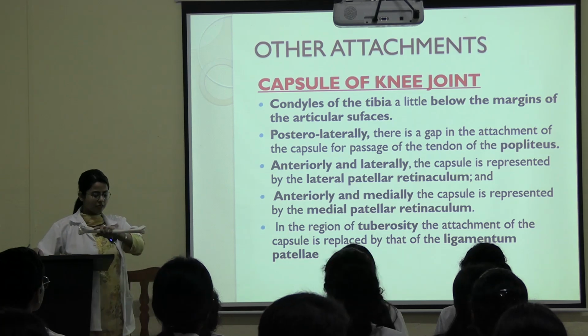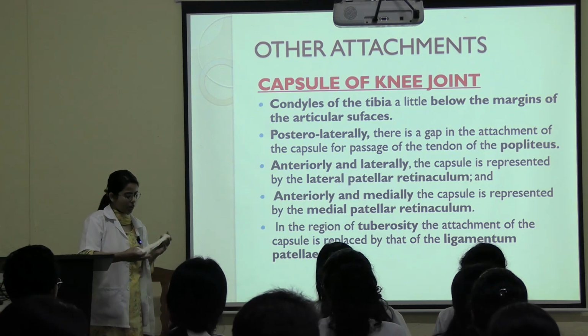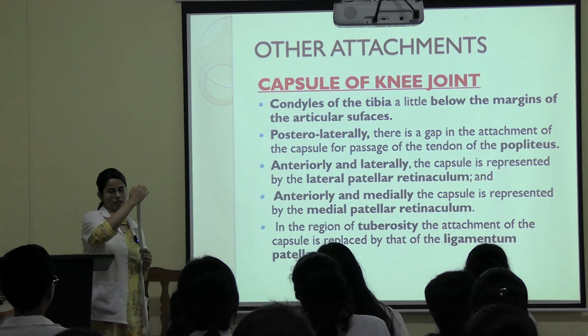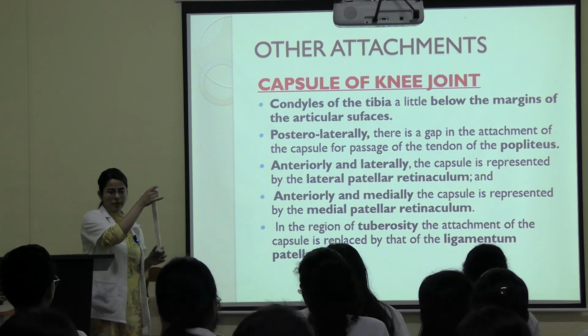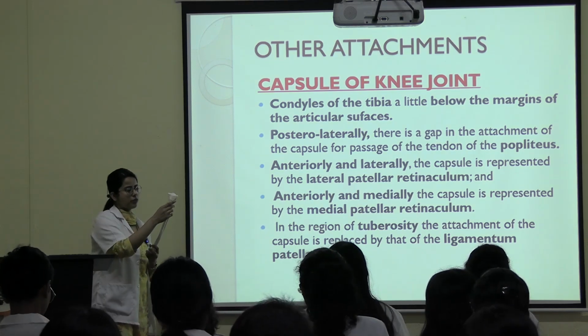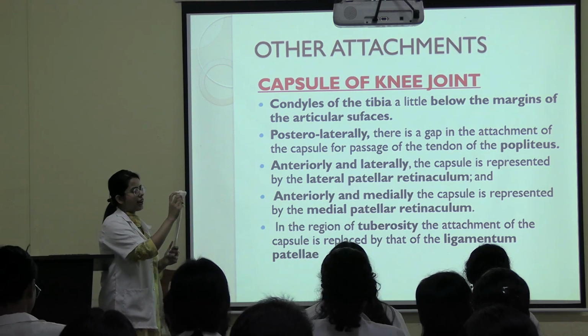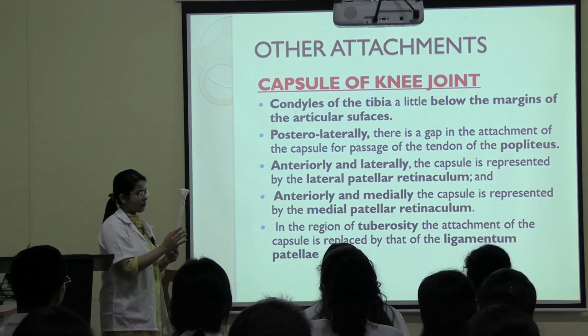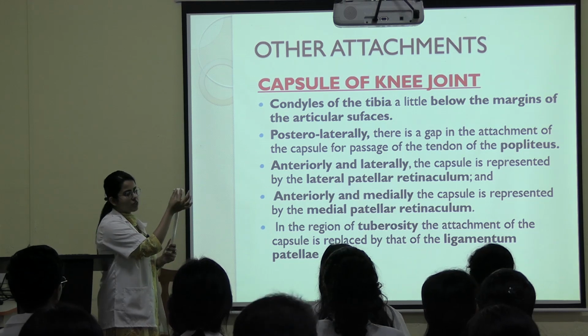Now the capsule of the knee joint. It will start from here. The capsule of the knee joint will be present in the upper end. Will it be present below the articular surface, just below the articular surface? Now anteriorly it will be deficient in this part.